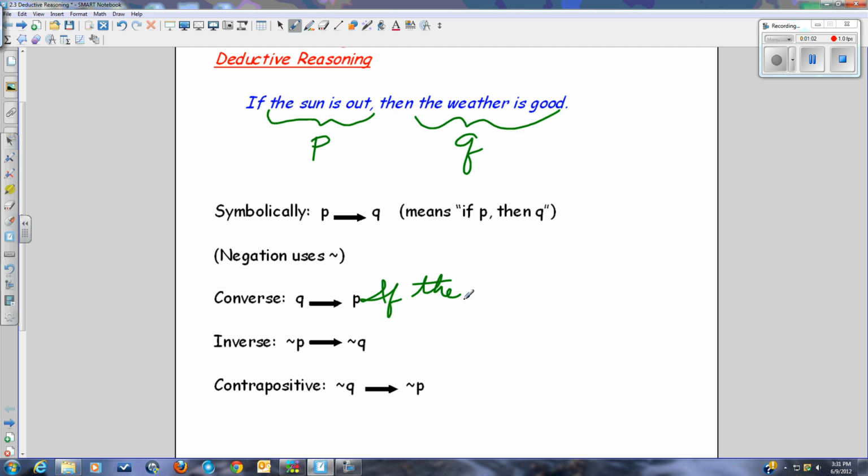the weather is good, then the sun is out.